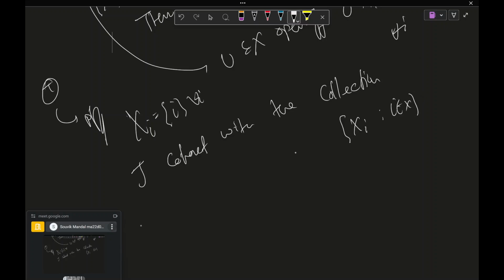Okay. So since each Xi is open in X, so (X, tau) is discrete. I mean, see, singleton {i} is open in capital X. Singleton {i} is open in capital X because singleton {i} intersection Xi is equal to singleton {i}, and singleton {i} intersection Xj is equal to empty for i not equal to j. So singleton {i} intersection Xi is open for all i. That's why singleton {i} is open in X. So all singletons are open in X. That's why the topology on X is discrete. Okay.